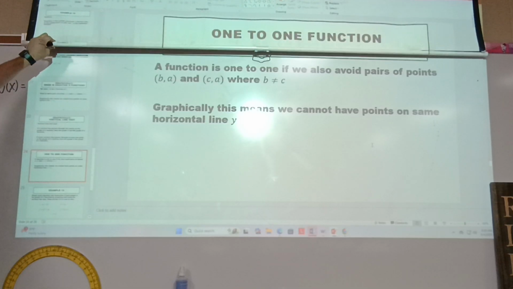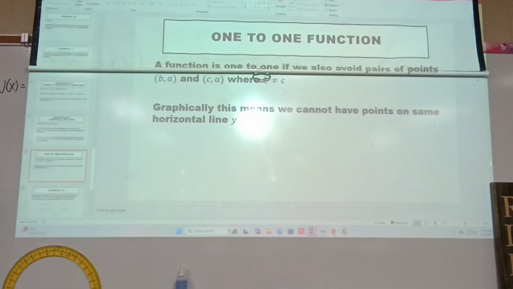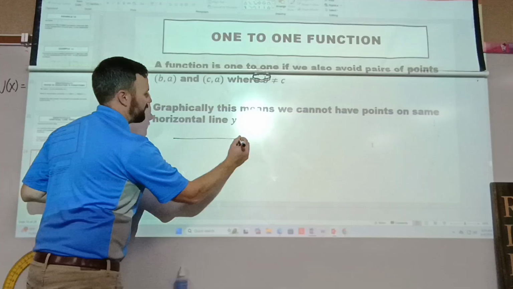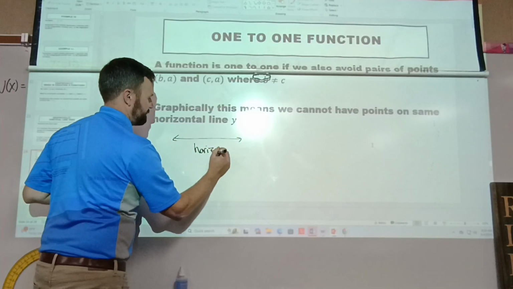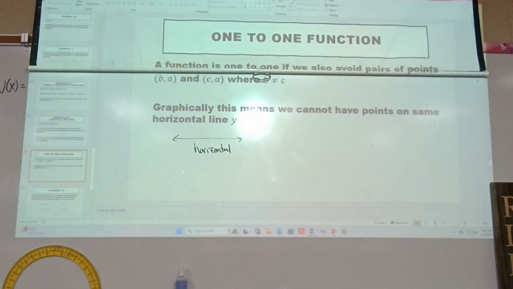This might be a new one for you. It's called one-to-one. We're going to deal with that later. 1-to-1 is the horizontal line test. A function is 1-to-1 if it passes the horizontal line test, and that means you can find an inverse of it. And we're going to deal with inverses later.